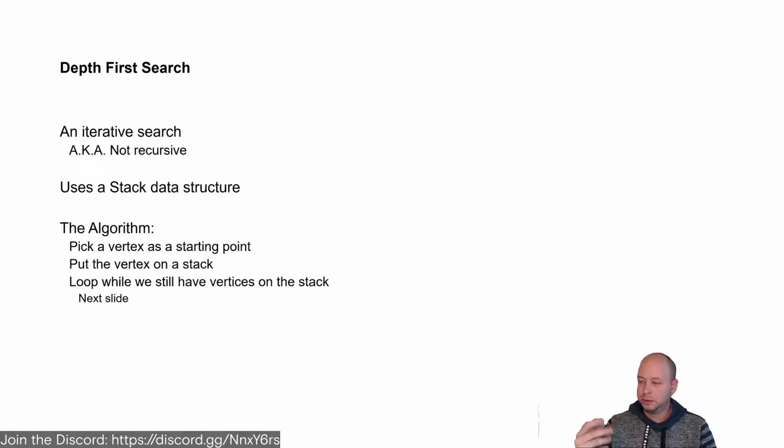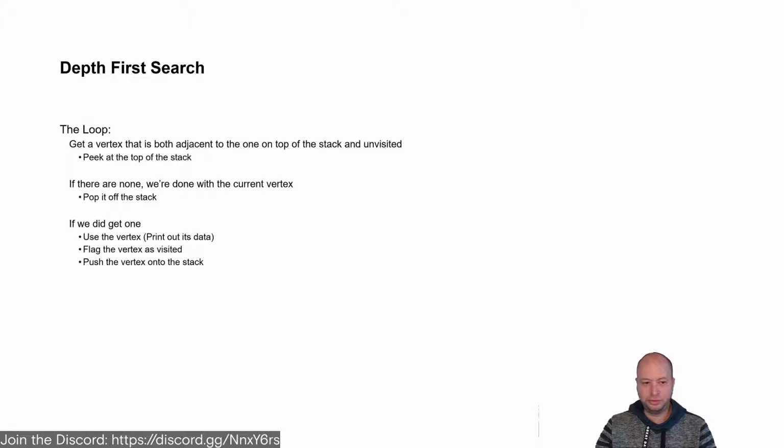So that's sort of the solution. It's iterative, which is nice. This is not a recursive thing. So we pick, like I said, a vertex. We start there. We put that vertex on the stack, and we loop while we still have vertices on the stack. And that loop is effectively: get the adjacent vertices, and push them onto the top of the stack. If there are none, no more, then we pop it off the stack and we're done. But if we do, we push it in there. We flag it as visited, and that's kind of the idea here.